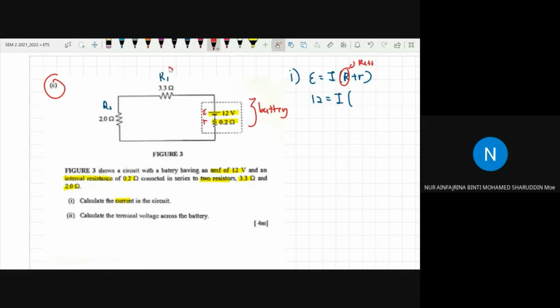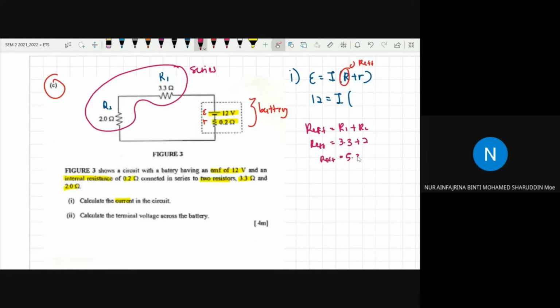So now, cuba tengok R1 and R2 is in series or parallel? Series, right? So cari dulu R effective dia adalah R1 tambah dengan R2. So R effective equals to 3.3 plus 2 which equals to 5.3 ohm. Now you already get the 5.3 ohm plus with the internal resistance of 0.2. So you press your calculator, you will get the current is 2.18 ampere. Okay, can?